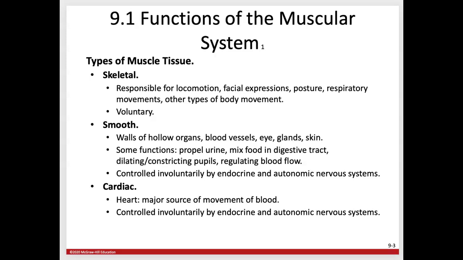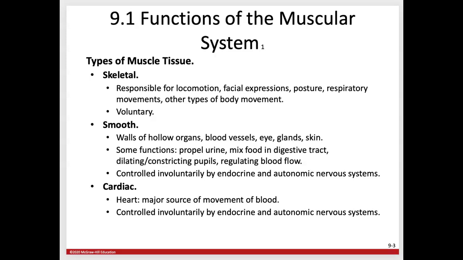We have skeletal muscle, smooth muscle, and cardiac muscle, as you learned when we covered tissues in the beginning of the semester. Skeletal muscle is responsible for movement, locomotion, facial expressions, posture, respiratory movements, and other types of body movement. And of course, skeletal muscle is voluntary, as in we need to think about it in order to do it.